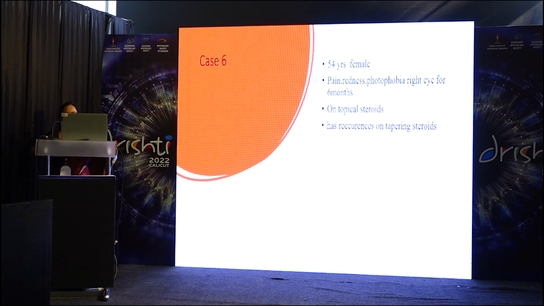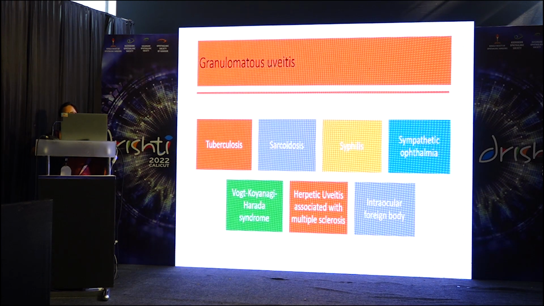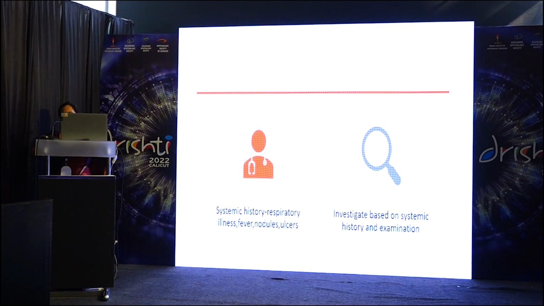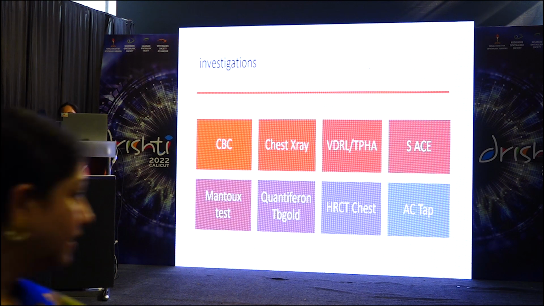Now this is a 54-year-old female with pain, redness, and photophobia for over 6 months. She was on steroids and had recurrences on tapering them. Now if you see, there are large mutton fat KPs with Koeppe nodules and significant AC reaction. We are dealing with chronic granulomatous anterior uveitis. And what are the differentials? Look for tuberculosis, sarcoid, syphilis, etc. And here, history taking is very important, followed by investigations to finish the diagnosis. The investigations normally done are your CBC, chest X-ray, Mantoux, QuantiFERON, HRCT for TB and sarcoid, then syphilis evaluation, and ACTAP in case of herpes.